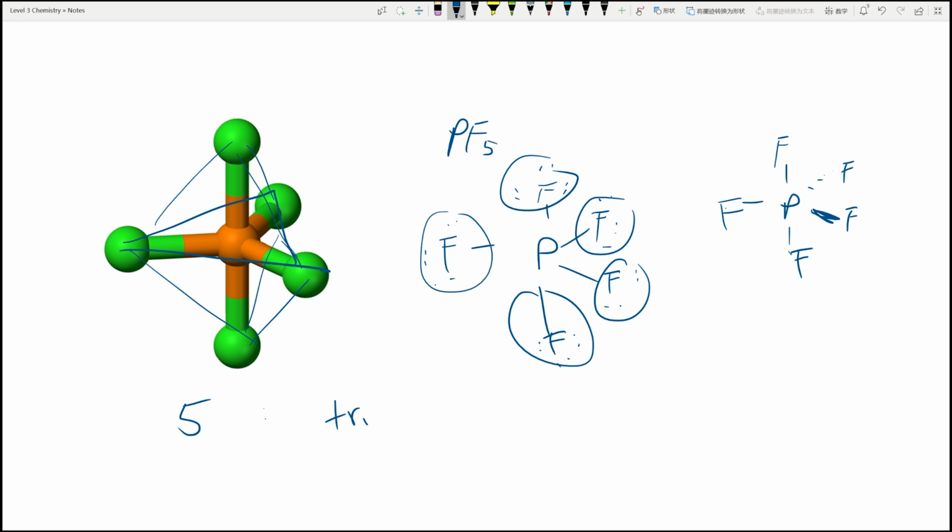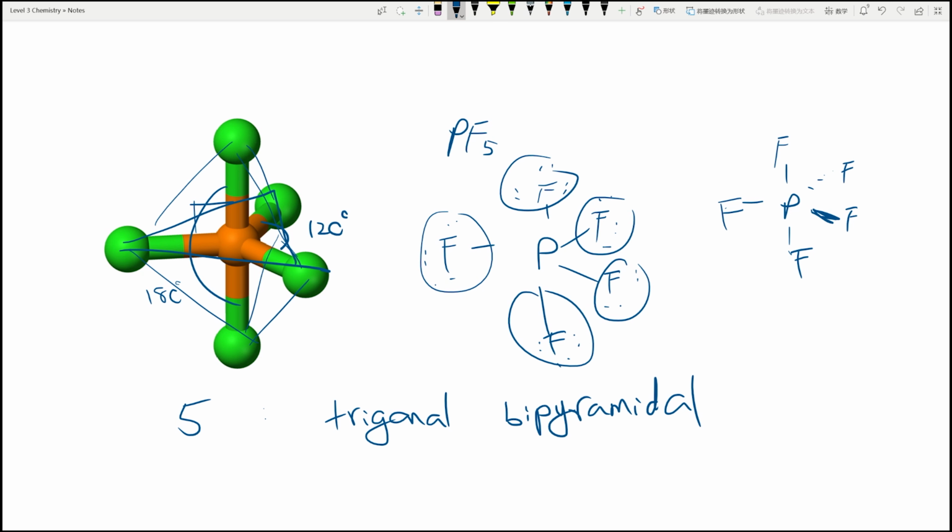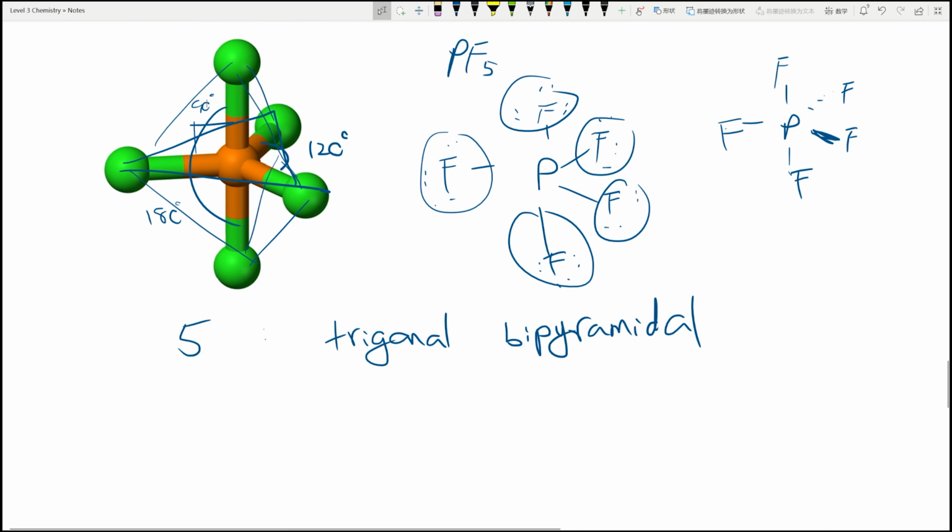This is why this is called trigonal bipyramidal, because there are 2 pyramids. Again, you have got multiple bond angles. The bond angle between those is 120 degrees. And if you look at that, that's 180 degrees. And if you look at that, that's 90 degrees. You can refer to textbooks for the rest, but normally we'll just look at 90 and 120. Okay, so PF5.